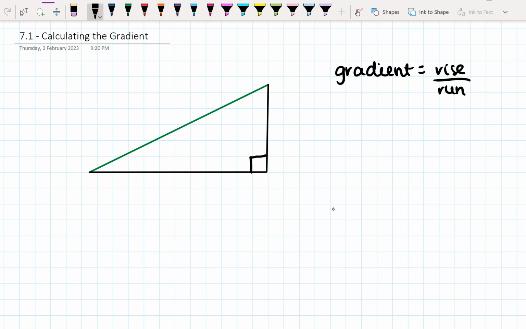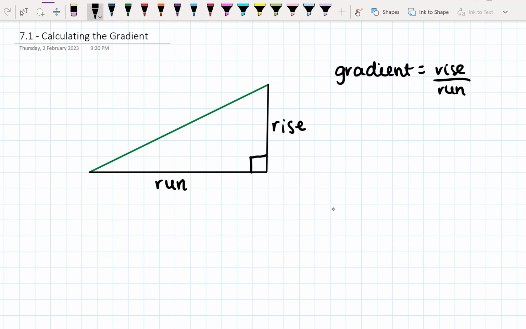Remember, rise means to go up. So we have a rise here, that's the vertical distance, and the run, if you run, is usually horizontal. So a run means to go horizontally. When we're calculating the gradient of a slope, of a mountain, of a ski slope, of a road, we use the same formula as you've used when you've calculated the gradient of a line in a coordinate plane. So you still do gradient equals rise over run. There's not really that much more to it at this point.